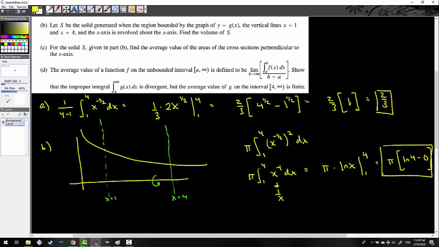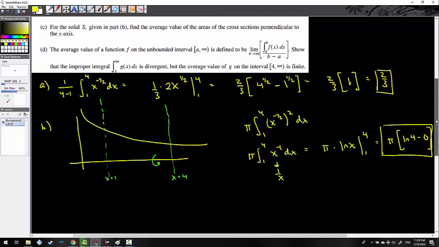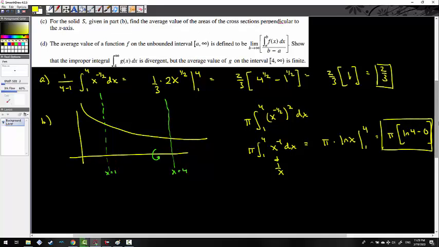All right, let's move on to part C. I'm going to scroll down just a little bit. It says, for the solid S given in part B, in other words, this answer right here, find the average value of the areas of the cross-sections perpendicular to the x-axis. Well, we already know that our volume is pi times ln of 4, right? That's going to be the volume.